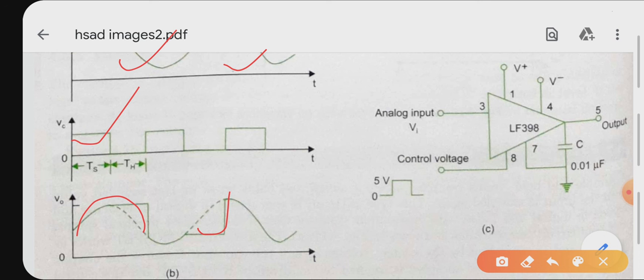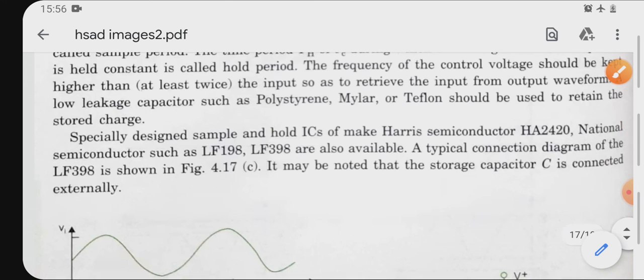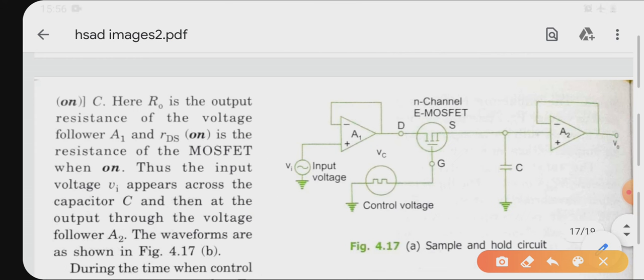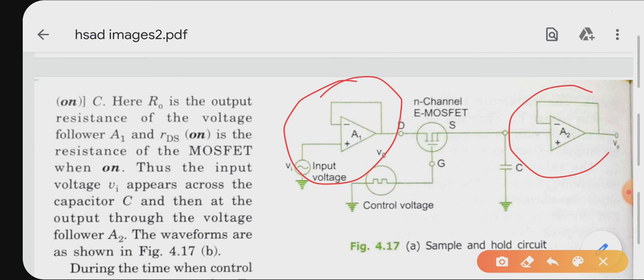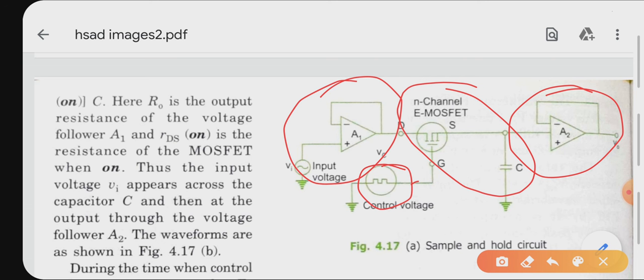One popular IC, LF398, is used as a sample and hold IC, which consists of two op-amps and that switching arrangement. So what is the role of these two op-amps? These two op-amps are just used for the purpose of buffering, to avoid the loading effect. The main circuit is this control switch with this capacitor, and the control voltage is applied, and at both input and output side two op-amps are used as buffers to avoid the loading effect.